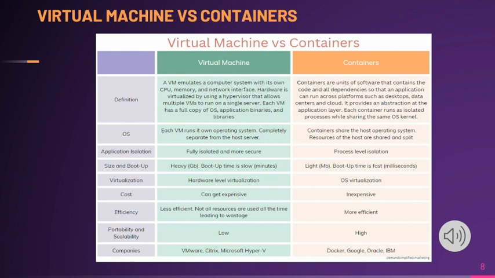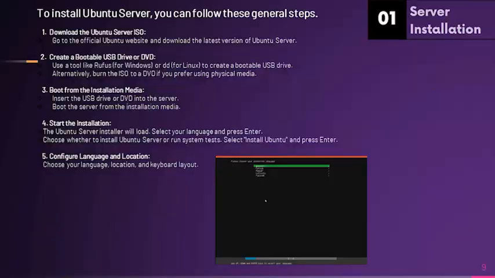For portability and scalability, a virtual machine is low and a container is high. And for the last one, companies. For virtual machines, they have VMware, Xen, and Microsoft Hyper-V. And for containers, they have Docker, Google, Oracle, and IBM.